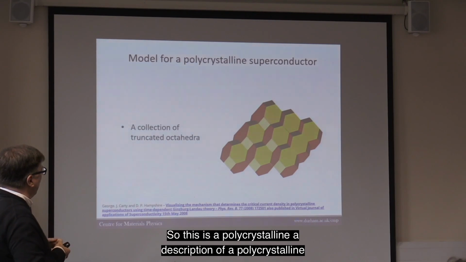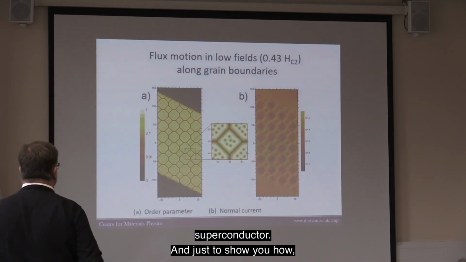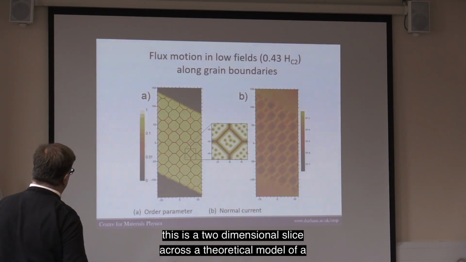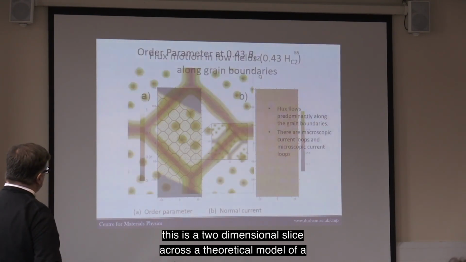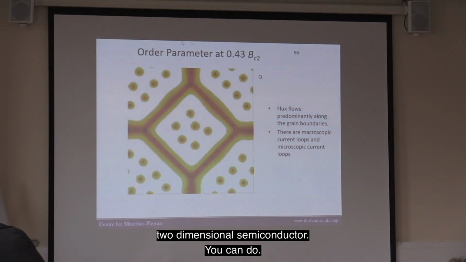So this is a description of a polycrystalline superconductor. And just to show you, this is a two-dimensional slice across a theoretical model of a two-dimensional superconductor. I can do this.